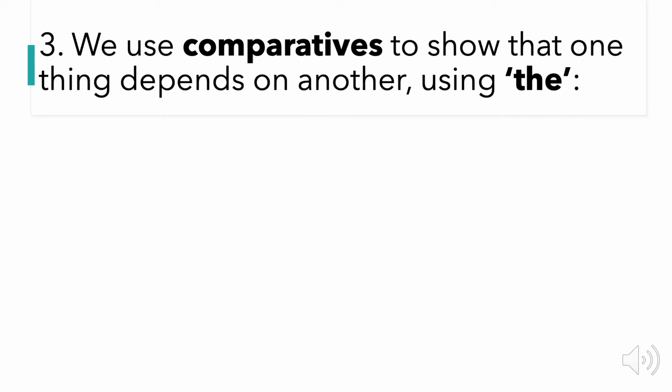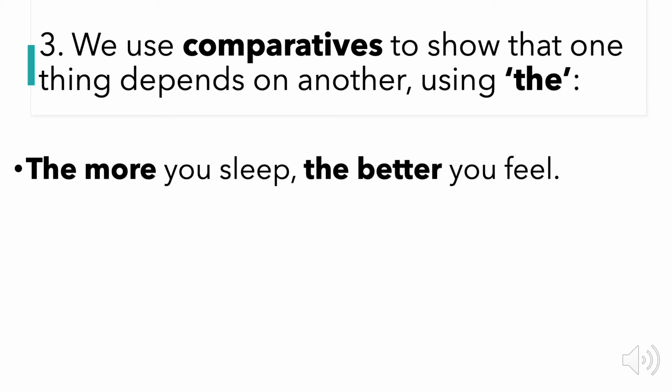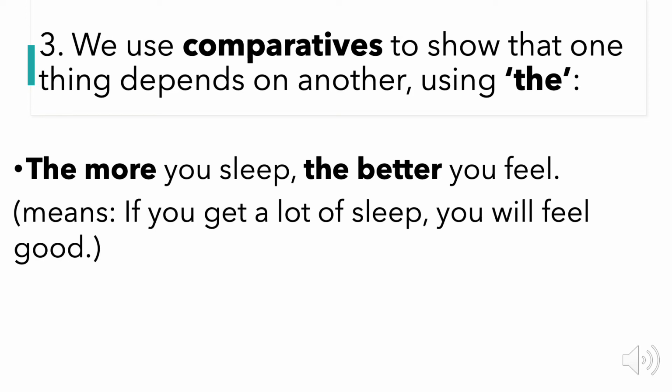Here's the third way that we use comparatives. We use them to show that one thing depends on another. And we use the to form this type of comparative sentence. For example, the more you sleep, the better you feel. This means if you get a lot of sleep, you will feel better or you'll feel good. So, feeling better depends on getting more sleep.